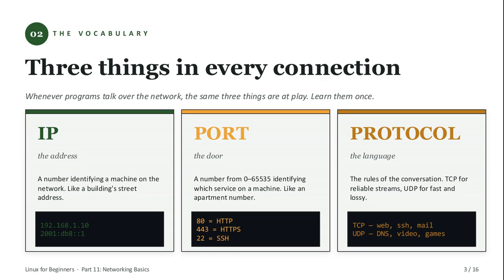An IP is the address. It tells the network which machine you're trying to reach, the way a street address points to a building. A port is the door on that machine, a number that says which specific service you want, like HTTP on 80 or SSH on 22. And the protocol is the language they'll speak, usually TCP when you need every byte to arrive in order, or UDP when speed matters more than perfection.